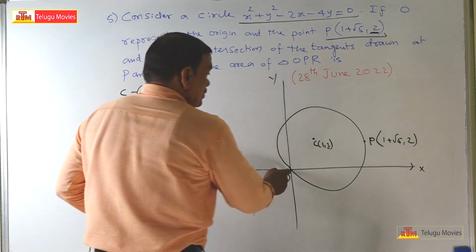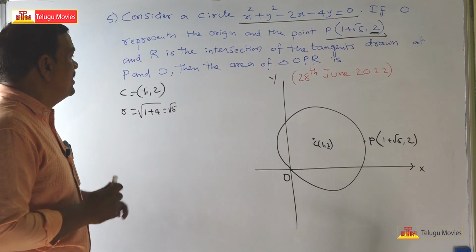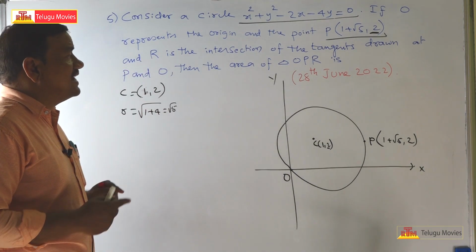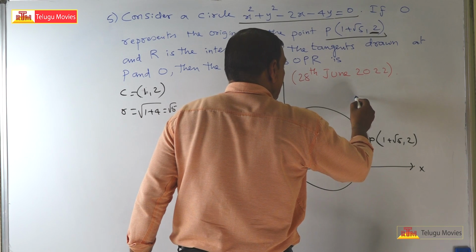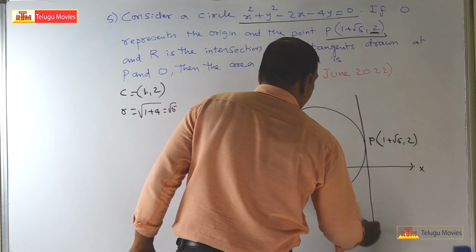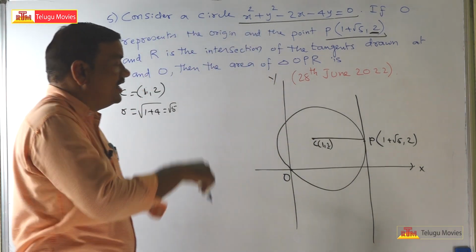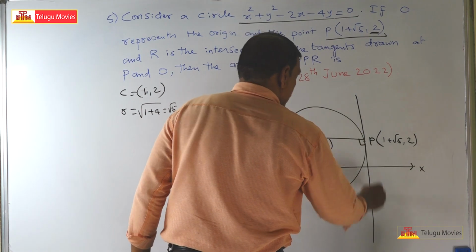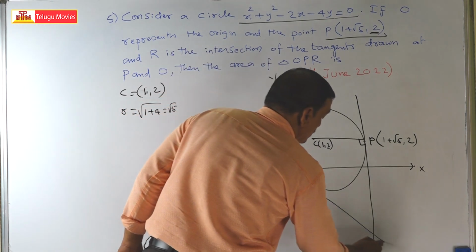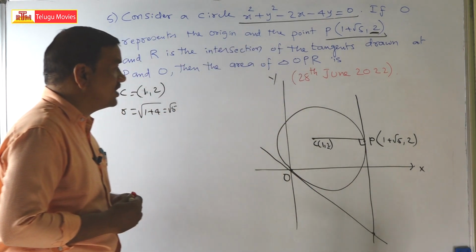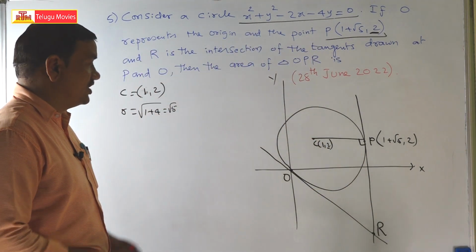Okay. So this is origin. Now, he is saying that I have identified the point P also. And one more thing is given: R is the intersection of the tangents drawn at P and O. That means here one tangent is drawn. Since it is a horizontal line, definitely it will be a vertical line. So this is one tangent. Here at origin, one more tangent is drawn. This is also a tangent. Understand, two tangents are drawn. So he is saying the point of intersection is R.